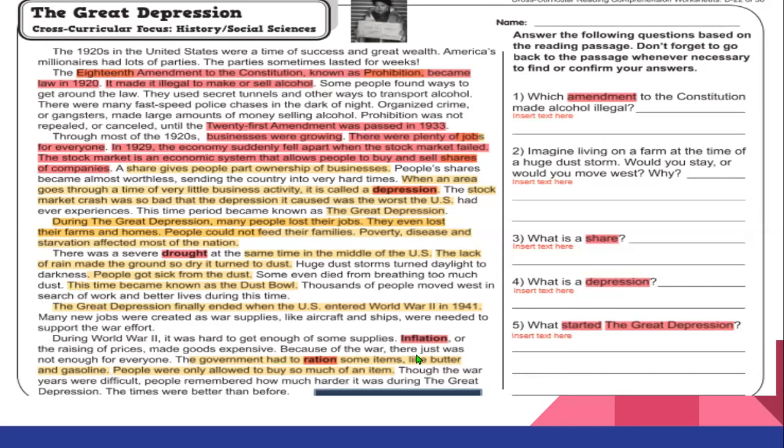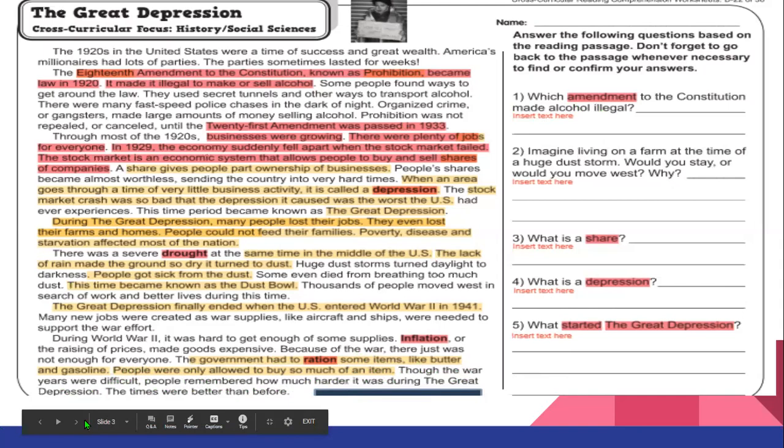Because of the war, there just was not enough for everyone. The government had to ration some items like butter and gasoline. People were only allowed to buy so much of an item. Though the war years were difficult, people remembered how much harder it was during the Great Depression. The times were better than before. Okay, so let's see. So you're going to answer these questions.